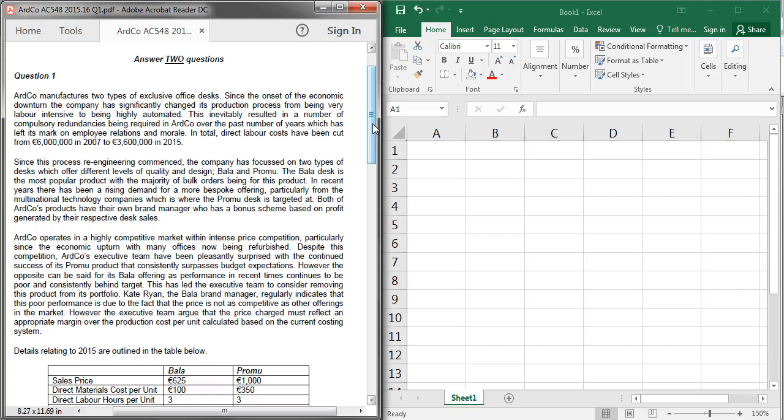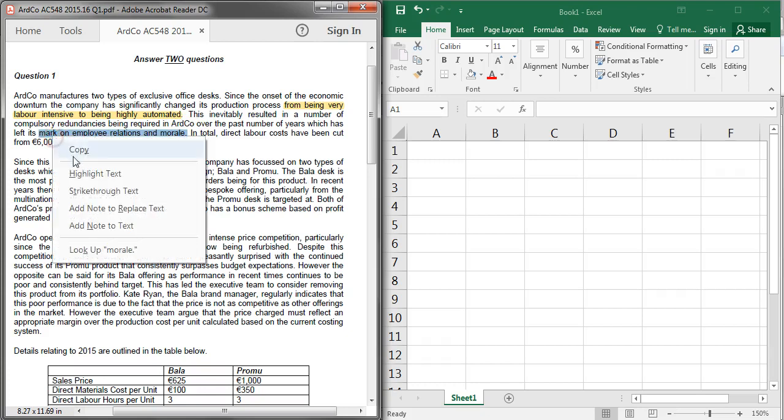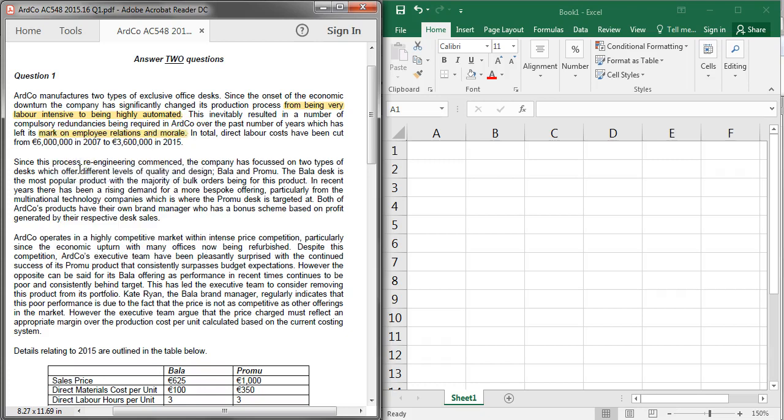So always ask yourself, why am I told certain information? So why am I told it's gone from being very labour intensive to highly automated? That's the first question. That'll be relevant for ABC. So the redundancies have left a mark on employee relations and morale, so we have to be careful about that when we're changing the system. And we're told what the direct labour costs are now in 2015. They're 3.6 million.